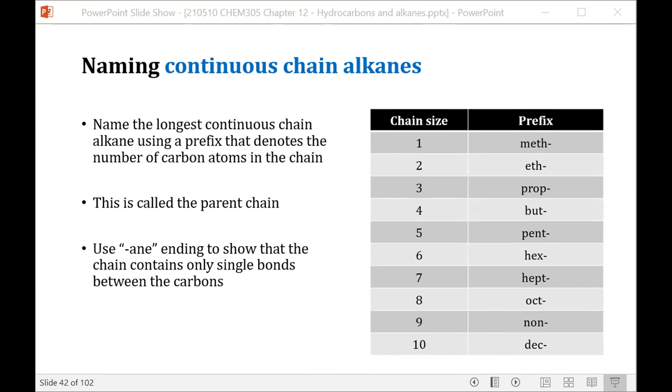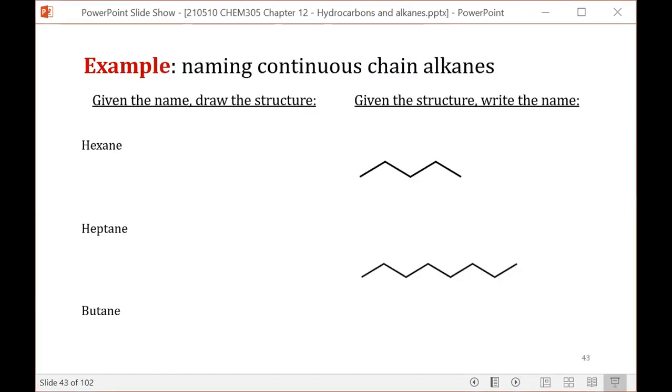So for continuous chain alkanes, that means you can trace the whole molecule without lifting your pencil or backtracking, and there's no double or triple bonds. You name them based on the chain size, how many carbons are in the carbon chain, and then you add the ane ending. So let's do some more practice. Given the name, we'll draw the structure on this side, and then given the structure, we'll write the name on this side.